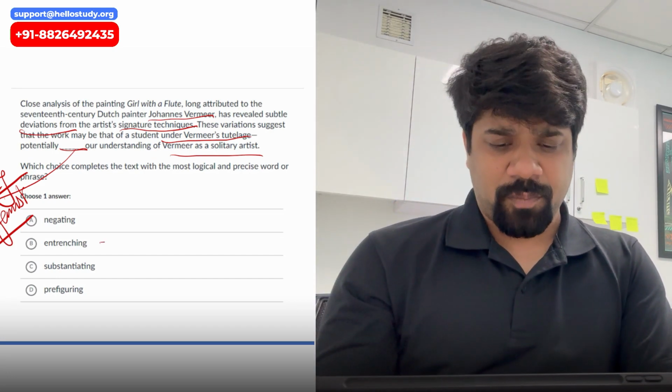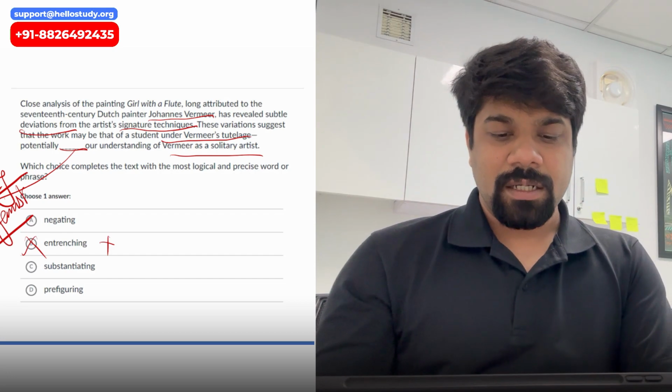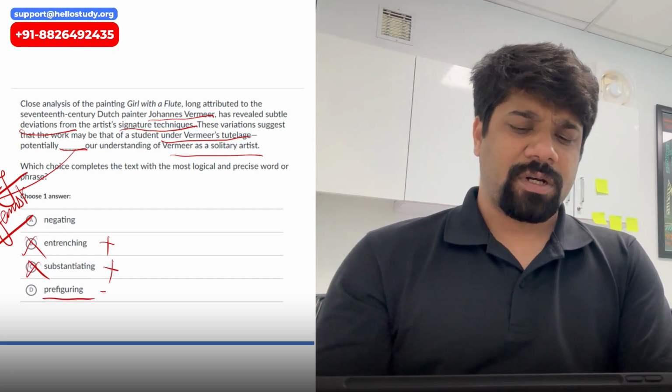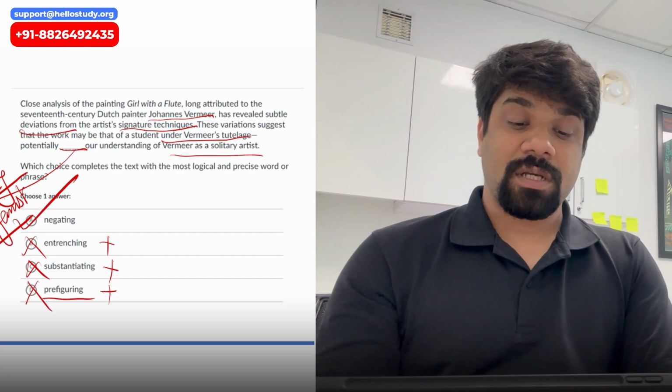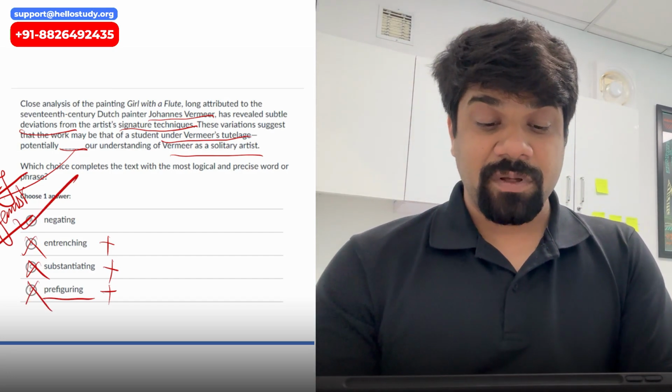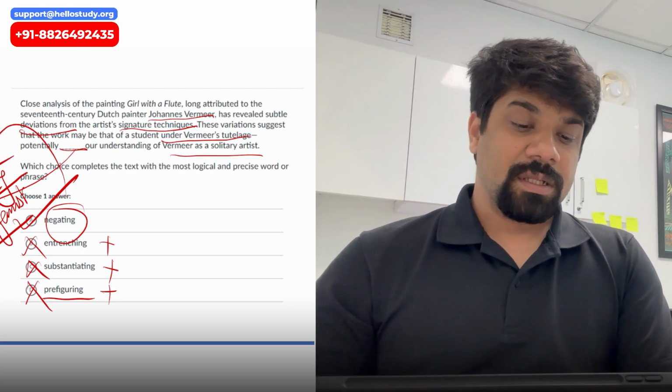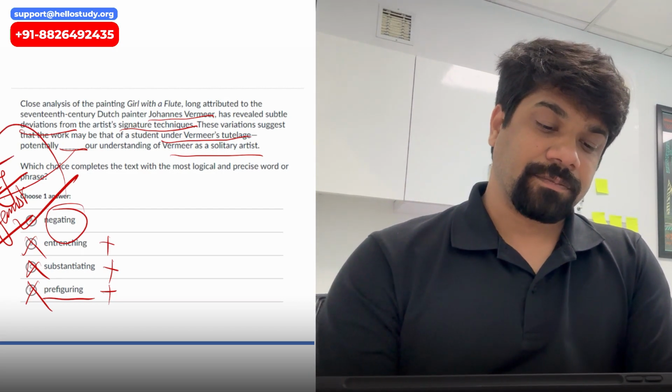Okay, entrenching is a positive word, nothing negative in that. Substantiating is positive, cannot be the answer. Prefiguring is also not negative. So these answer choices are eliminated. A is what we're left with. Negating comes very close to what we've thought. Contradicting, so should be the right answer.